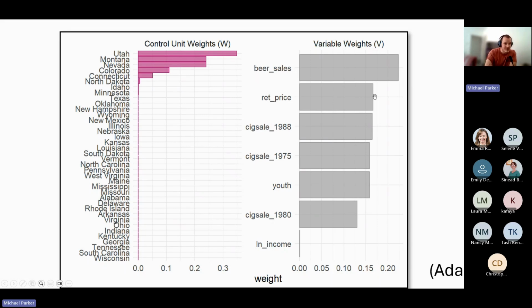And you also get to see the variable weights as well, so you can see how important beer sales were in predicting the outcome. Retail price was important, and you can see there how our cigarette sales in 1988 and 1975 were important, but not the most important. And that is a good, healthy way that the variable weight should look. And you can use all this information to help you determine if you've got a good model or not.